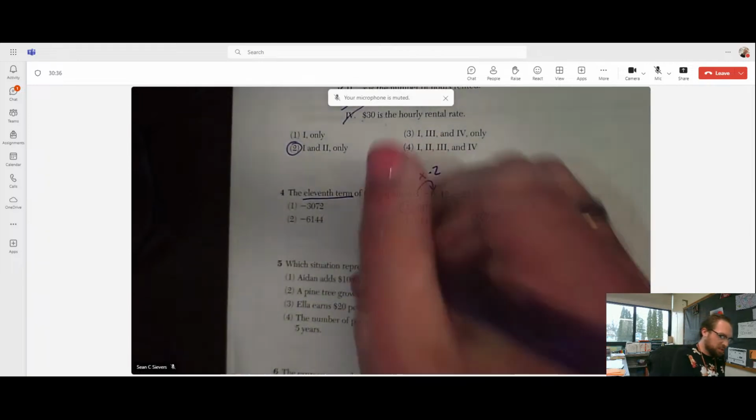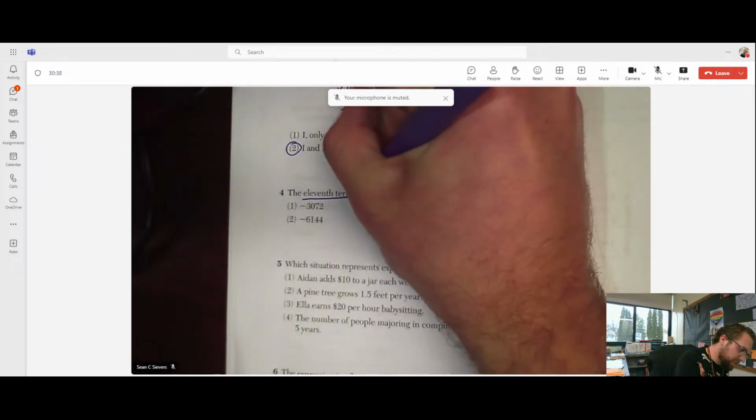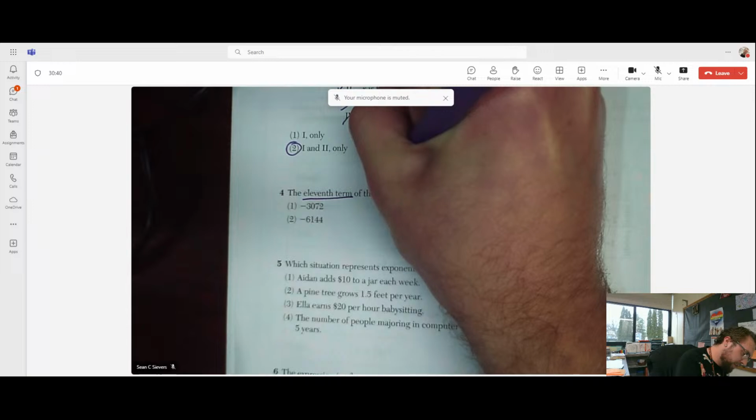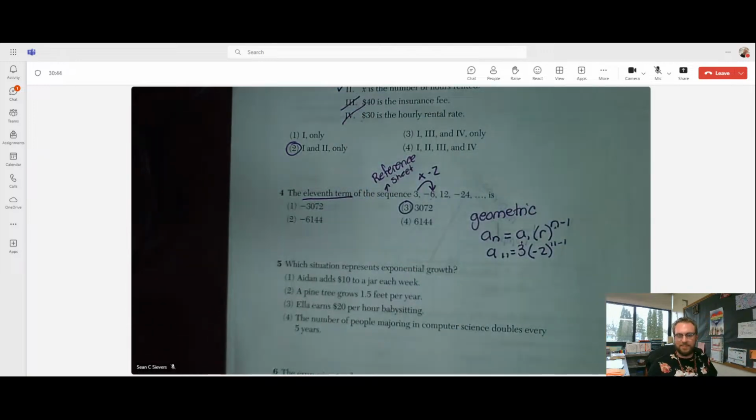Okay, so when you see this word sequence, I want you guys to think reference sheet. Go to your reference sheet, okay, and that'll help you find the formula.